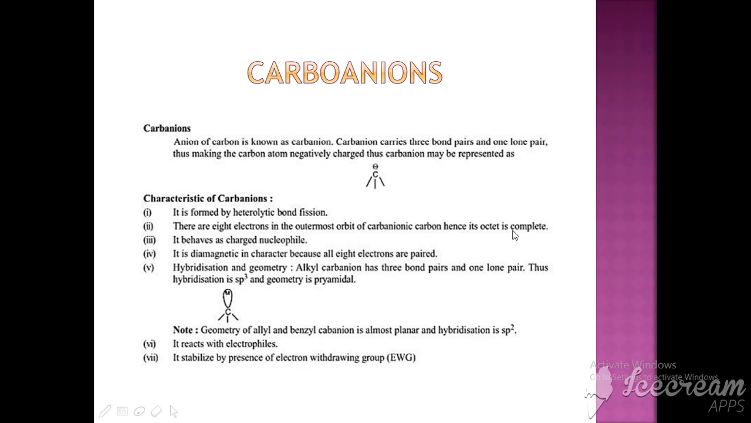We will be studying nucleophiles and electrophiles also later on. It is diamagnetic because all 8 electrons are paired. It has basically sp3 hybridization and pyramidal geometry. This all we have studied in chemical bonding. It reacts with electrophiles. It is stabilized by the presence of electron withdrawing groups. It reacts with electrophiles because electrophiles are electron deficient and carbanions are electron rich, hence it can donate its electrons to them.